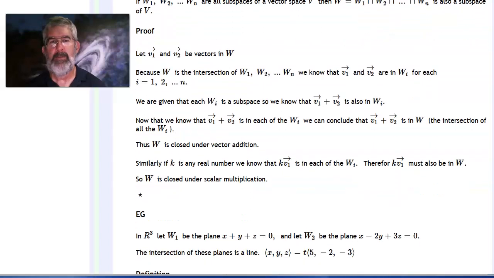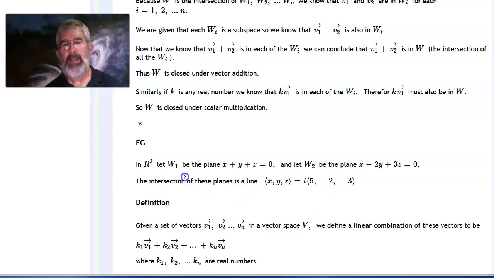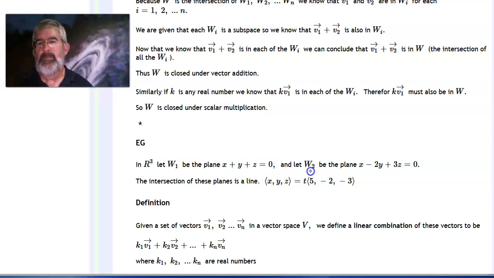Here's an example. In R3, take a look at W1, which is just the plane x plus y plus z equals 0. It's a plane that goes through the origin, and it has a normal vector 1, 1, 1. And W2 will be this other plane, x minus 2y plus 3z equals 0. It is also a plane through the origin, but now the normal vector is 1, minus 2, 3. So these are two different planes, both going through the origin.